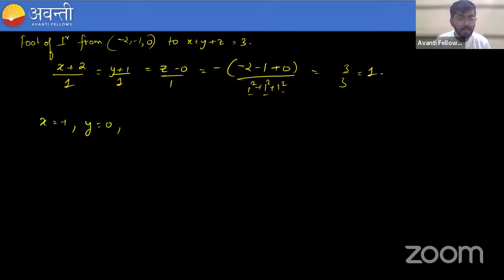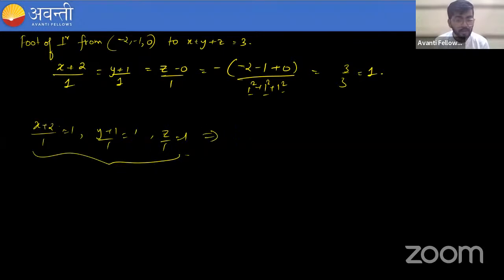So how am I getting these coordinates? Okay, let me tell you. So (x + 2)/1 is equal to 1, (y + 1)/1 is equal to 1, and z/1 is equal to 1. So from this you can get that x is -1, y is 0, and z is 1. So the coordinates are (-1, 0, 1). So the foot of the perpendicular from the point on the line is (-1, 0, 1).